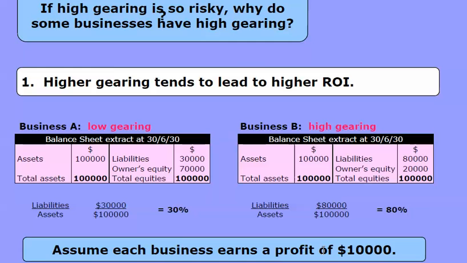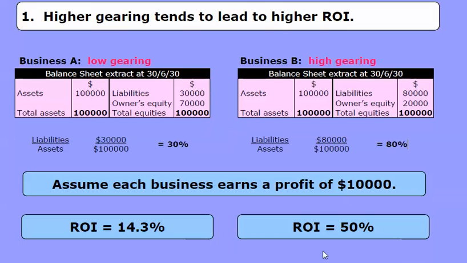Let's calculate the return on owner's investment. And just to make it easy, we're going to use the denominator, that is average owner's investment, using the owner's equity figures given in these two balance sheets. That's simplistic, but it's going to be sufficient for this illustration. So it would be $10,000 divided by $70,000 for the low geared business. That gets a rate of return of about 14%.